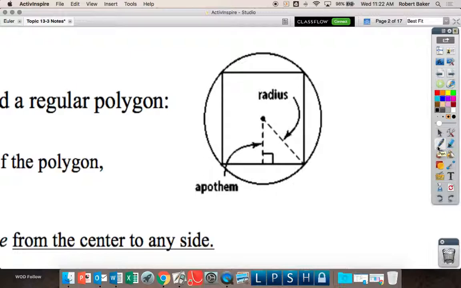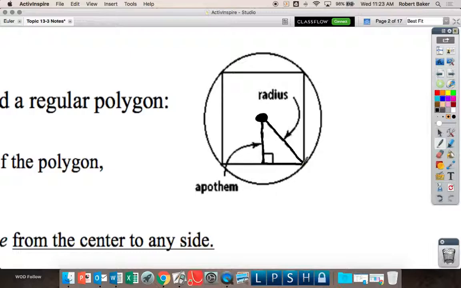Perfect. So a radius is defined as from the center of a shape to the outside. So now I'm telling you guys that polygons have radiuses. Whoa. Because the radius of this circle and the radius of this square are exactly the same thing. It goes from the center to the outside edge. Okay? The apothem is from the center of the shape perpendicular to the base. And it creates a right triangle. Every radius, every apothem, and every side of a shape will create a right triangle.